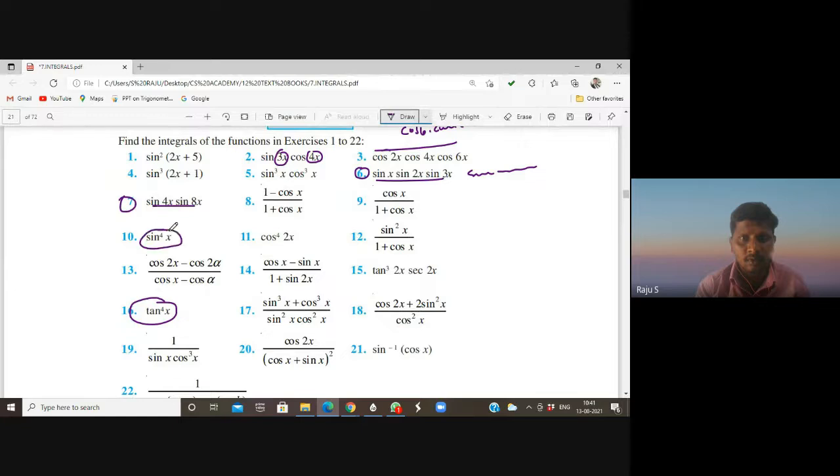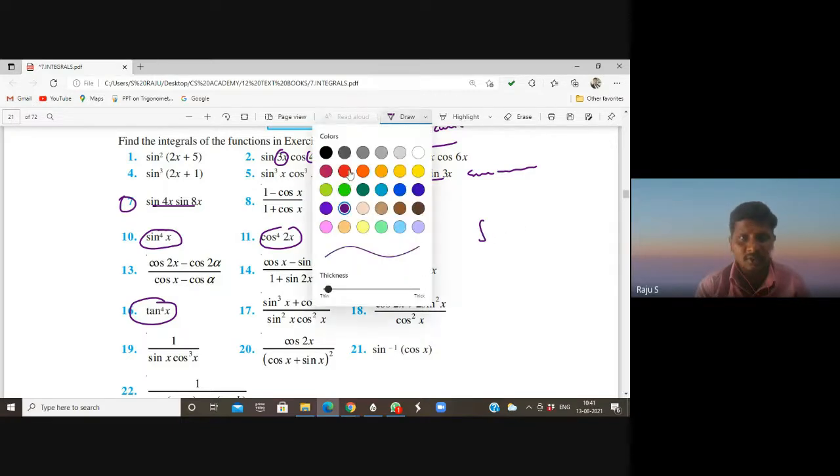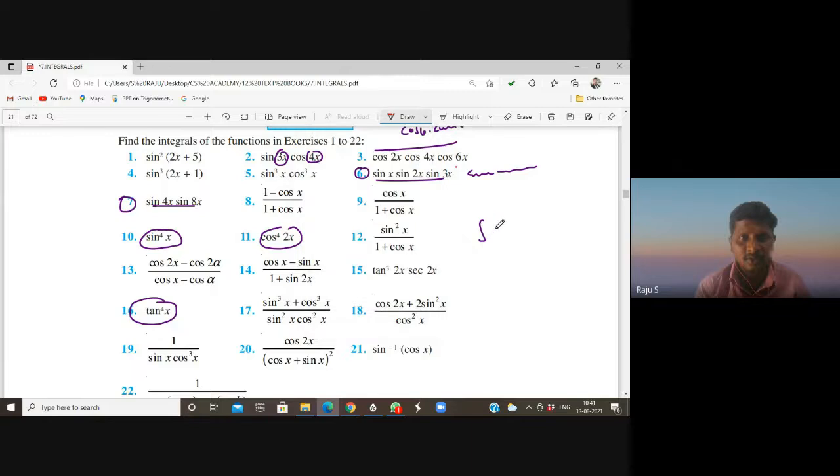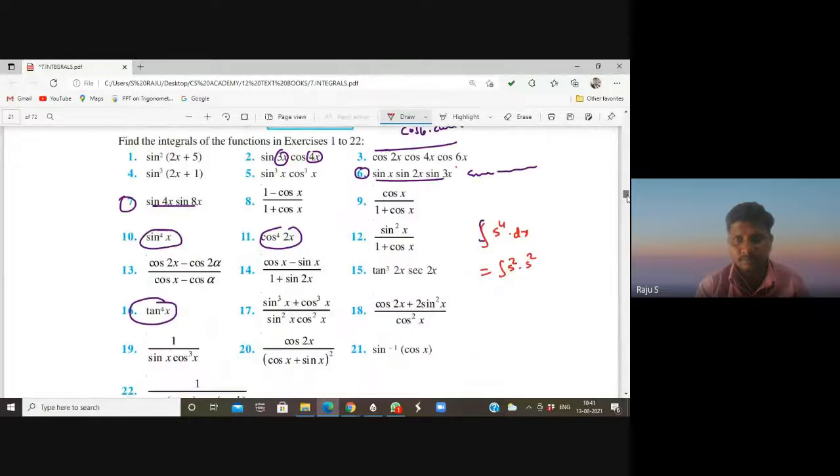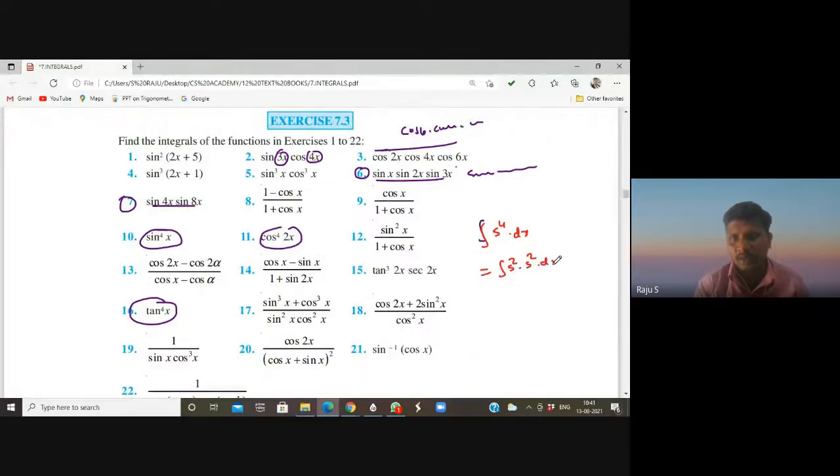Sine power 4, cos power 4, tan power 4. Look at it. Sine power 4, just a minute, in 1 minute I can explain this. Sine power 4 dx. Sine power 4 can be written as sine square into sine square. Am I right? Sine square into sine square. Shall I write one of the sine squares as 1 minus cos square?